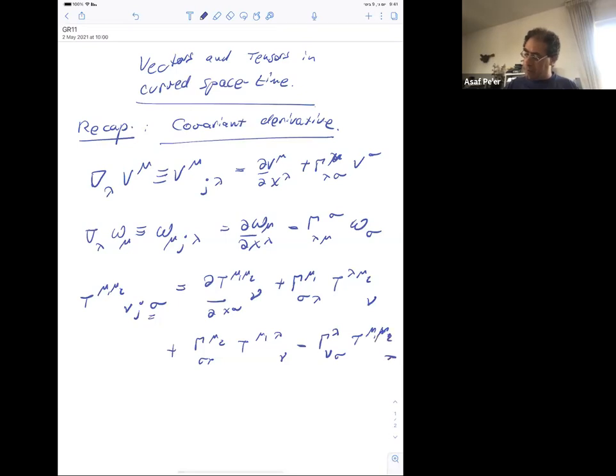It's actually quite easy to remember how it works. And of course, there is one term for each index. So we have the partial derivative plus one term with the gamma, plus one term with the gamma, then a minus one, because we have three terms here.